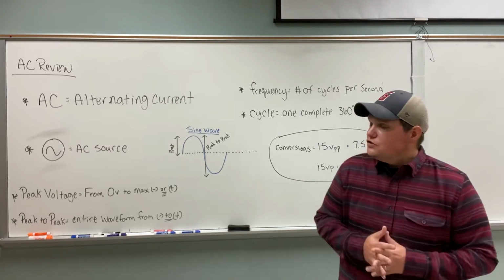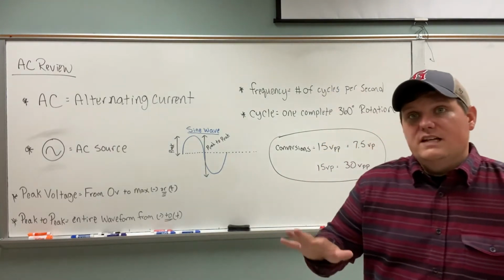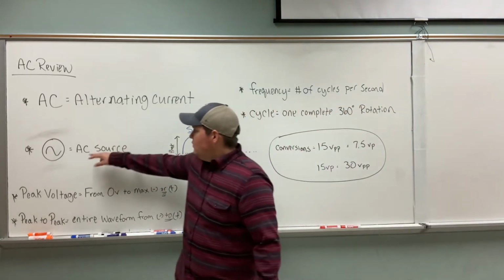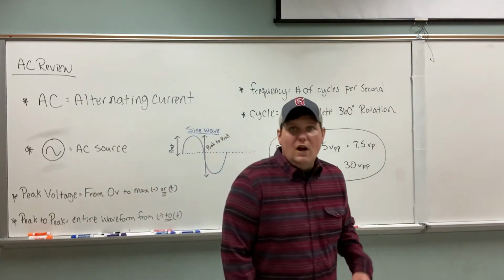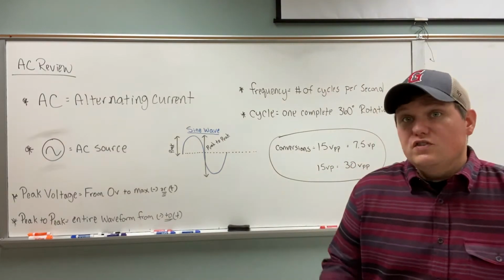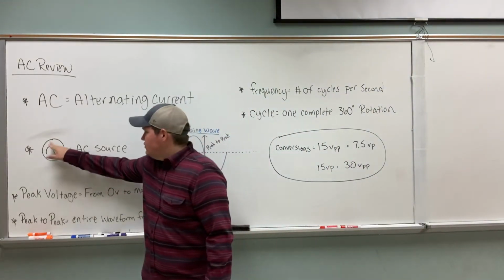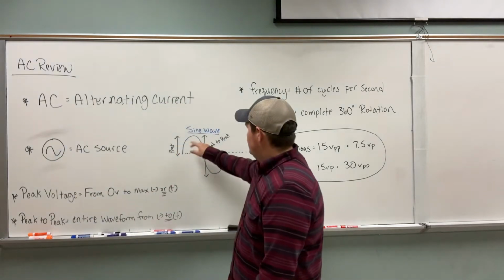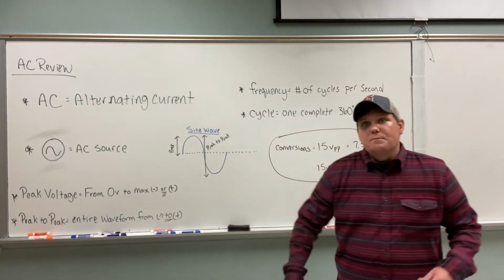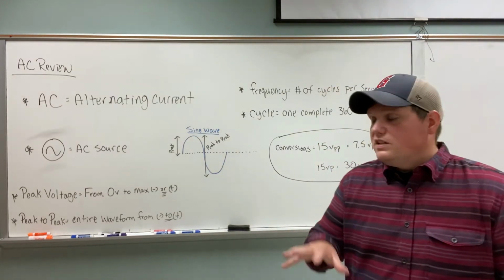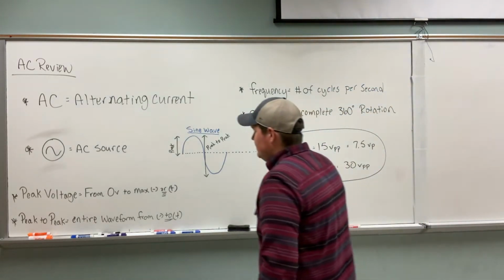So first, AC, remember, stands for alternating current. All right, so down here, this is going to be our AC waveform symbol. So anytime you see this symbol, a circle with a sine wave in it, which is what a sine wave is, that is indicating that that is an AC source connected to that circuit.